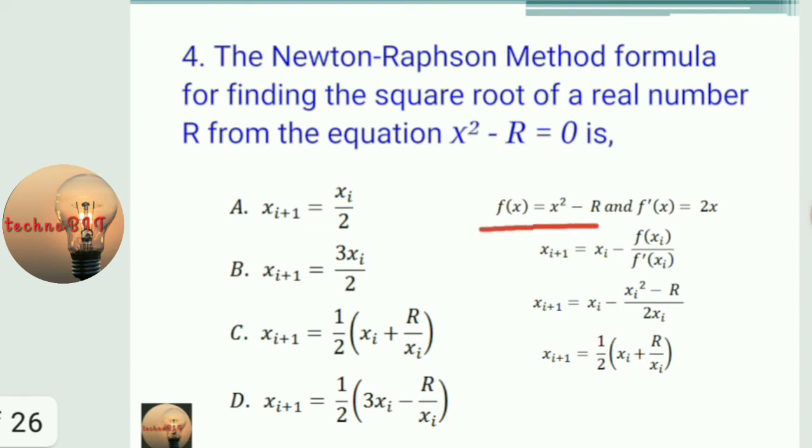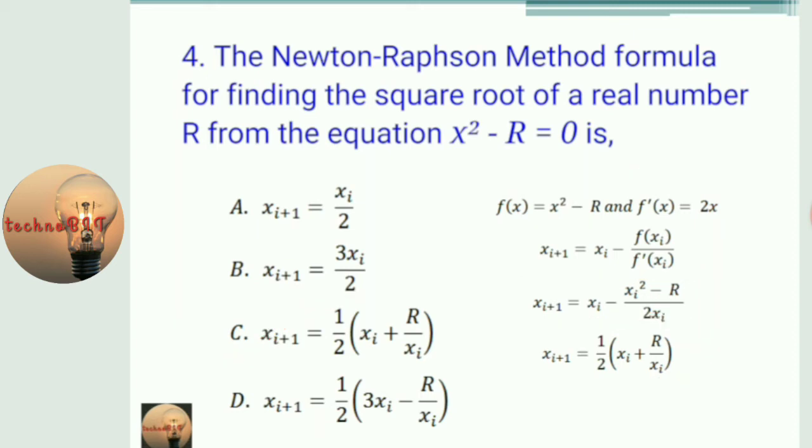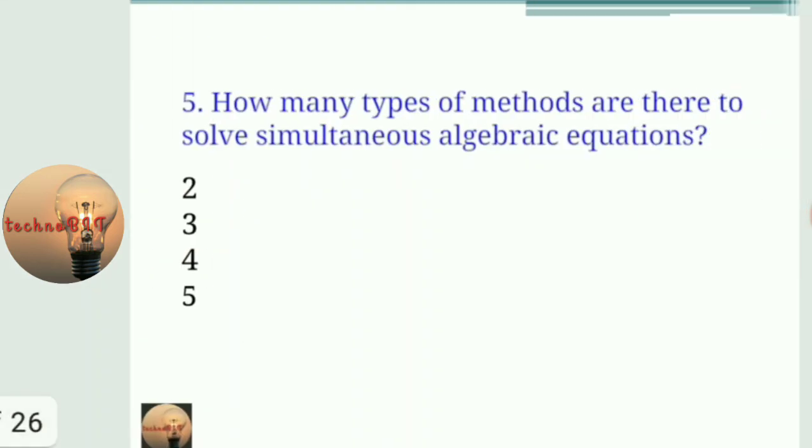X square minus r. So what is f dash of x? That is 2x. Now simply putting it into the Newton-Raphson method formula, we get this as the final equation. So you can see option C gives the correct answer. For this question we have to go simply with the help of the formula.